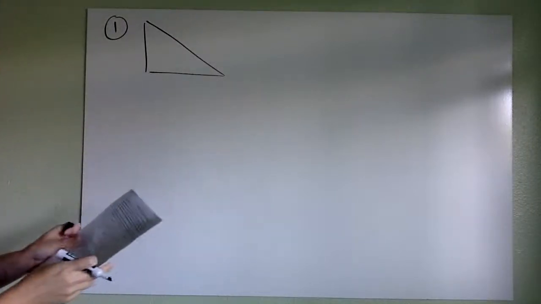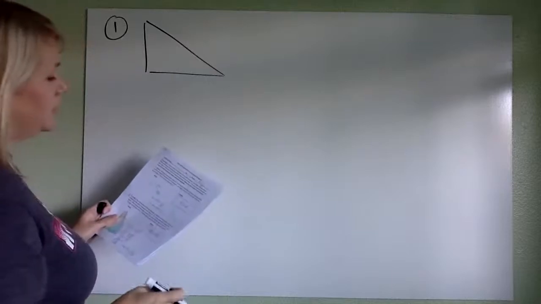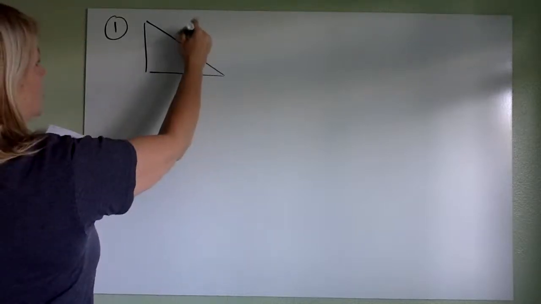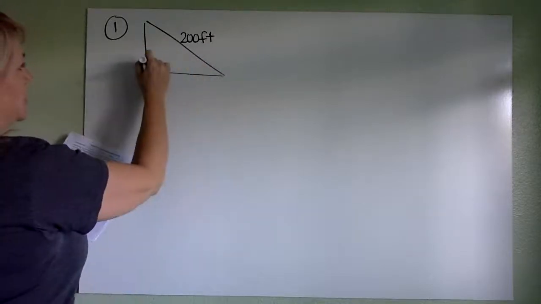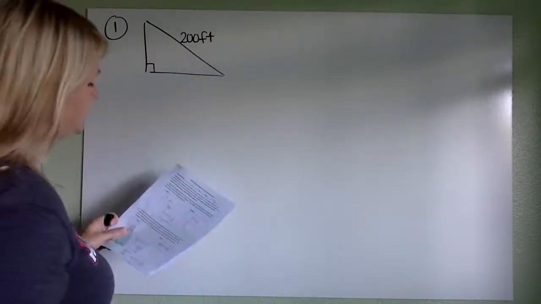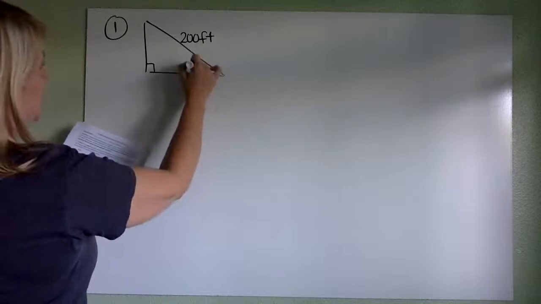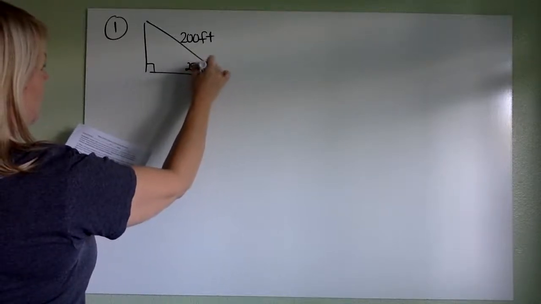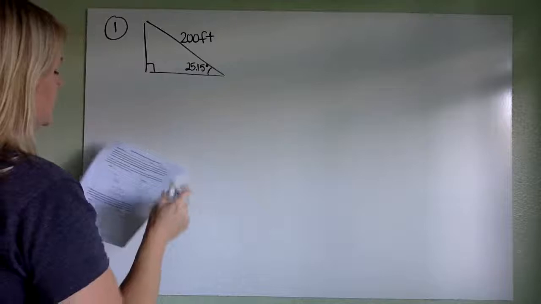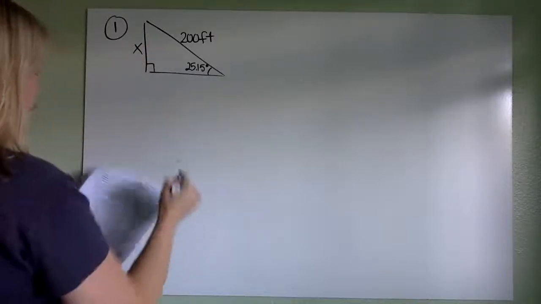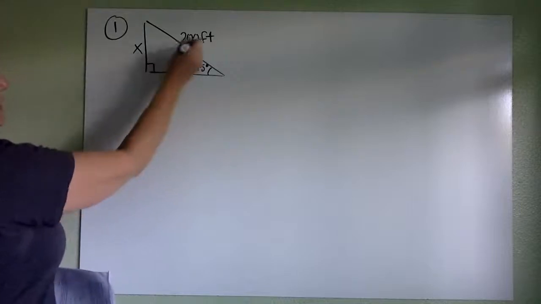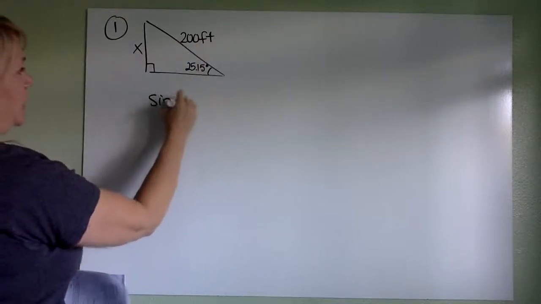It says the largest escalator in the US is 200 feet long. That's the distance people actually travel. So when you're on an escalator, you're riding up the hypotenuse of a right triangle. It has an angle of elevation of 25.15 degrees. How high is the top of the escalator above the ground floor? So that's that piece there. Since this is the side opposite and that's the hypotenuse, we'll use the sine.